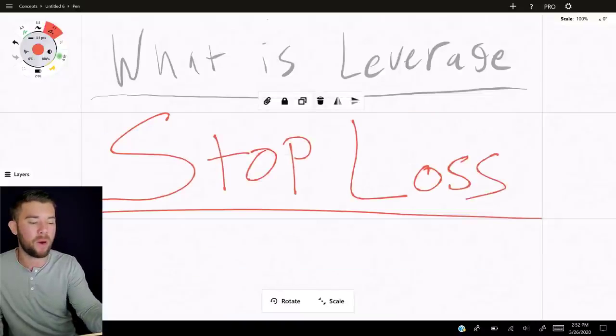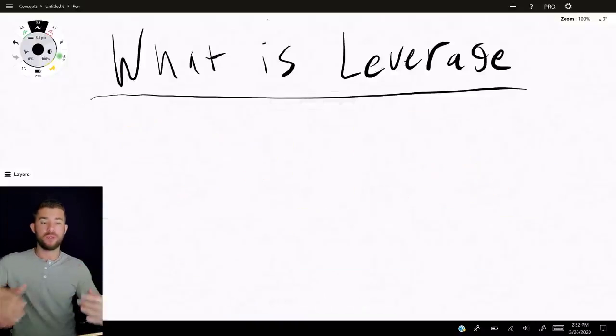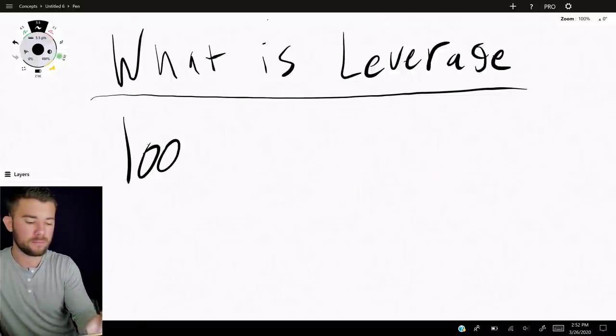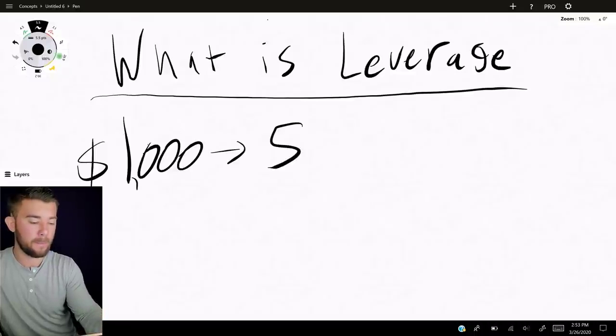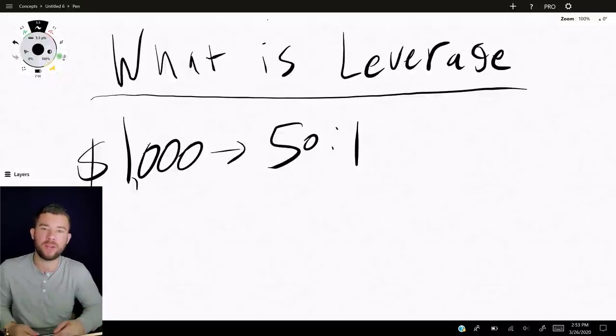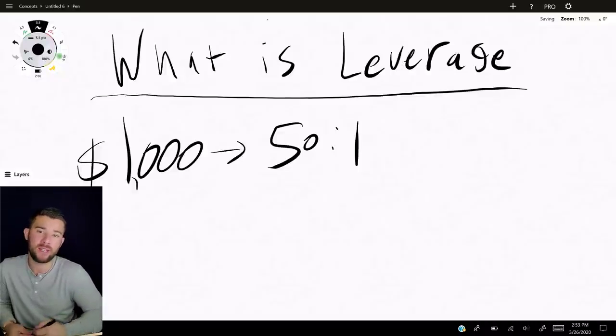But let's talk about the power of leverage and what it can actually help you do. Same scenario we've been discussing: $1,000 account with 50 to 1 leverage. So if you have a $1,000 account and 50 to 1 leverage, what's the correct way of using that leverage?